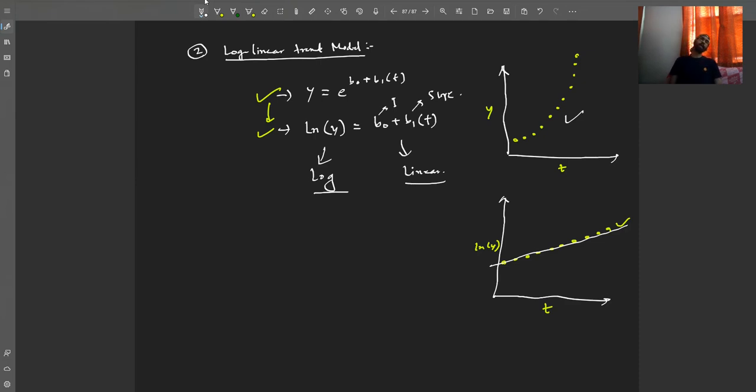So this is when you are trying to use a log linear model. That is when you have an exponential kind of a pattern when you are using the simple data y. What you do is you change it to natural log of y, and the data behaves like a linear data only. So that is what we call a log linear model, friends.